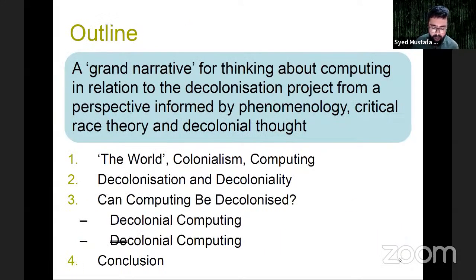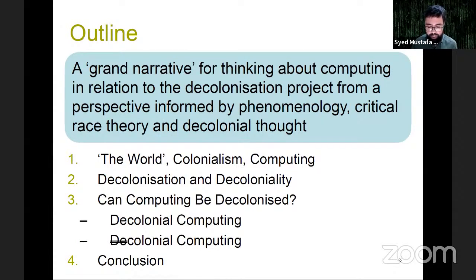In what follows, I will attempt to sketch something along the lines of a grand narrative for thinking about computing in relation to the decolonization project, from a perspective informed by phenomenology, critical race theory, and decolonial thought. To better motivate my argument, I need to begin by setting out the meaning of a few terms, viz., the world, colonialism, computing, and the relationship between them.